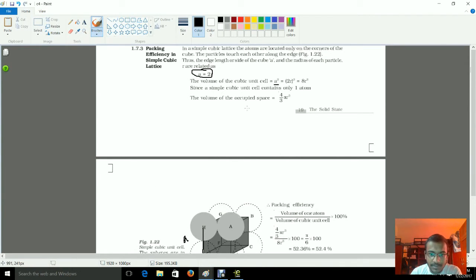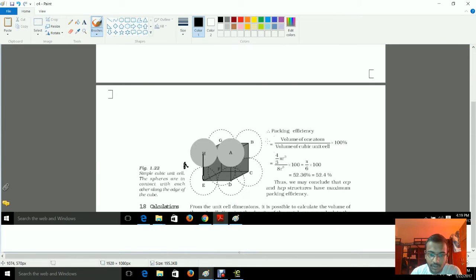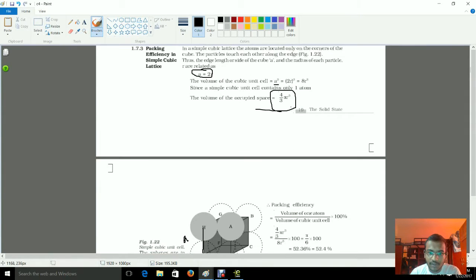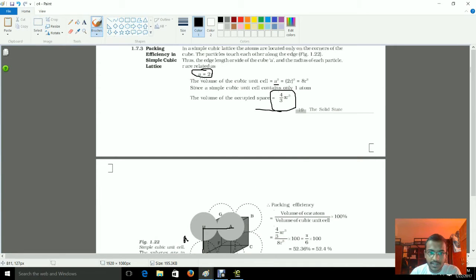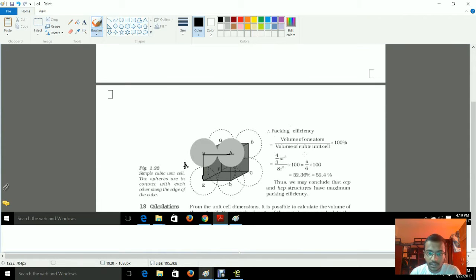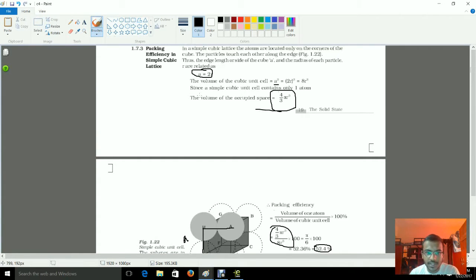The volume of each sphere is found to be 4/3 pi r cube, as we know. To find the packing efficiency, it is the volume of one atom divided by the volume of a cubic unit cell, into 100. The volume of one atom is 4/3 pi r cube as found here, and the volume of a cubic unit cell is 8 r cube, as we got the relation a is equal to 2r, and we have to relate a and r so that the terms would cancel. It's a simple calculation. 4/3 pi r cube by 8 r cube into 100 is equal to 52.4%. Hence the packing efficiency of this primitive unit cell is found to be 52.4%.